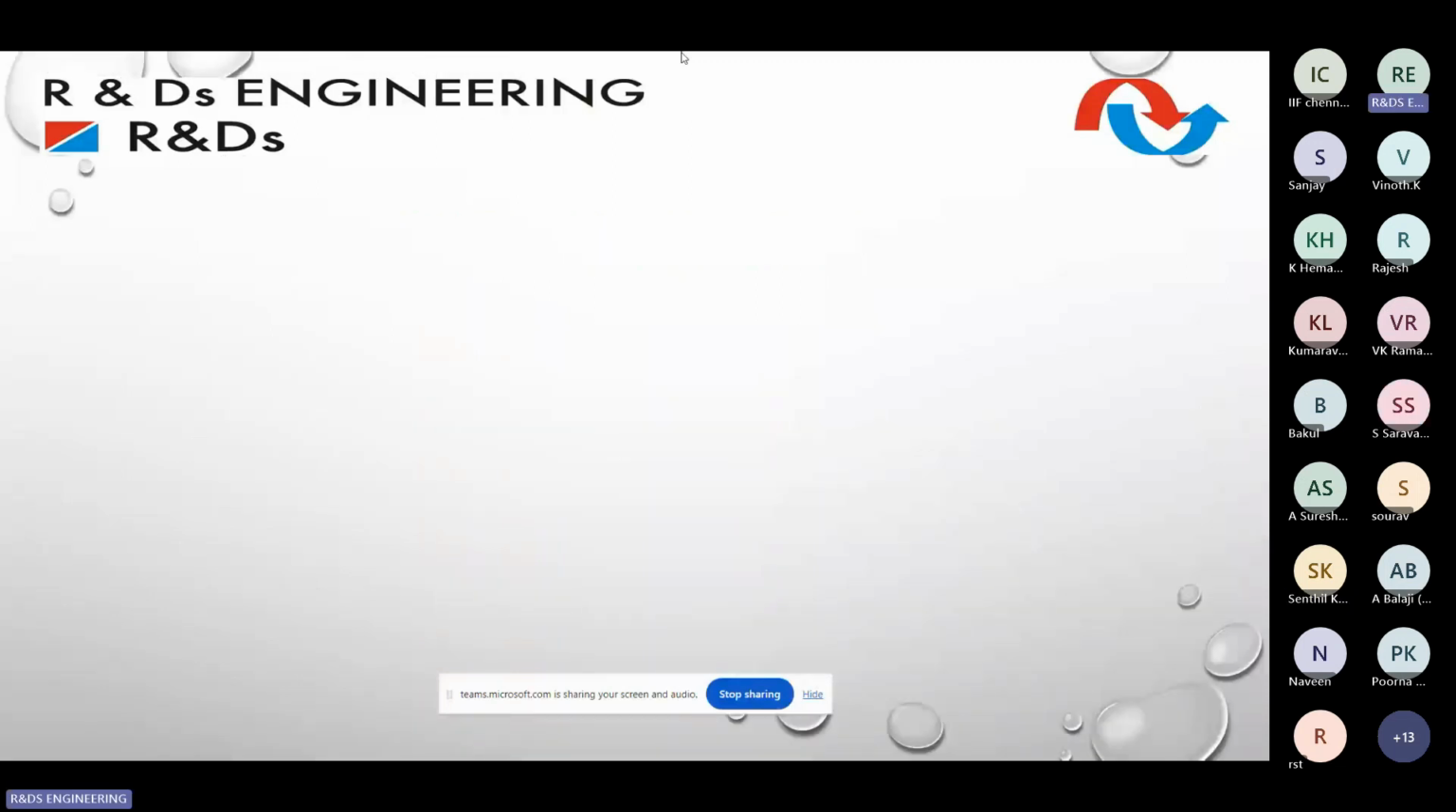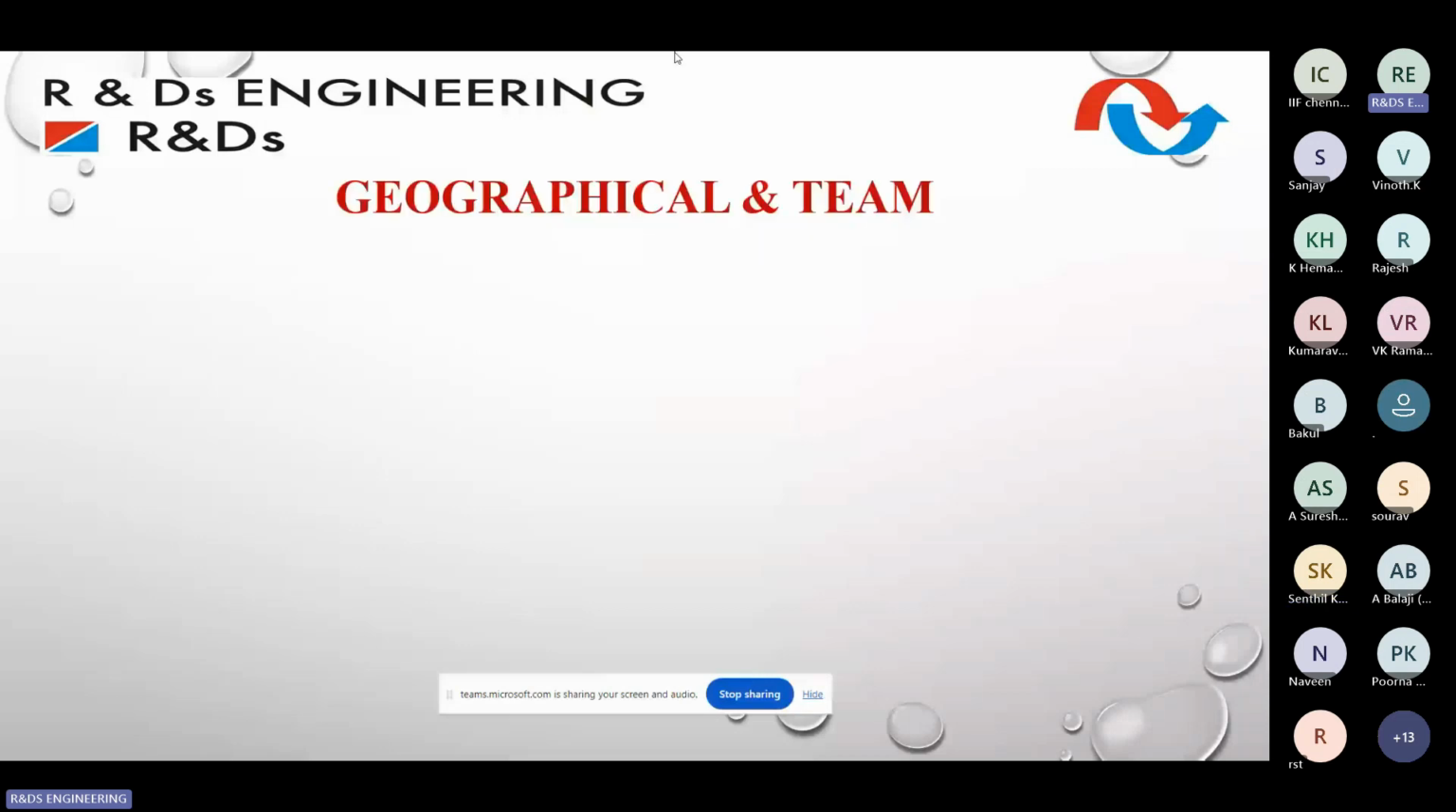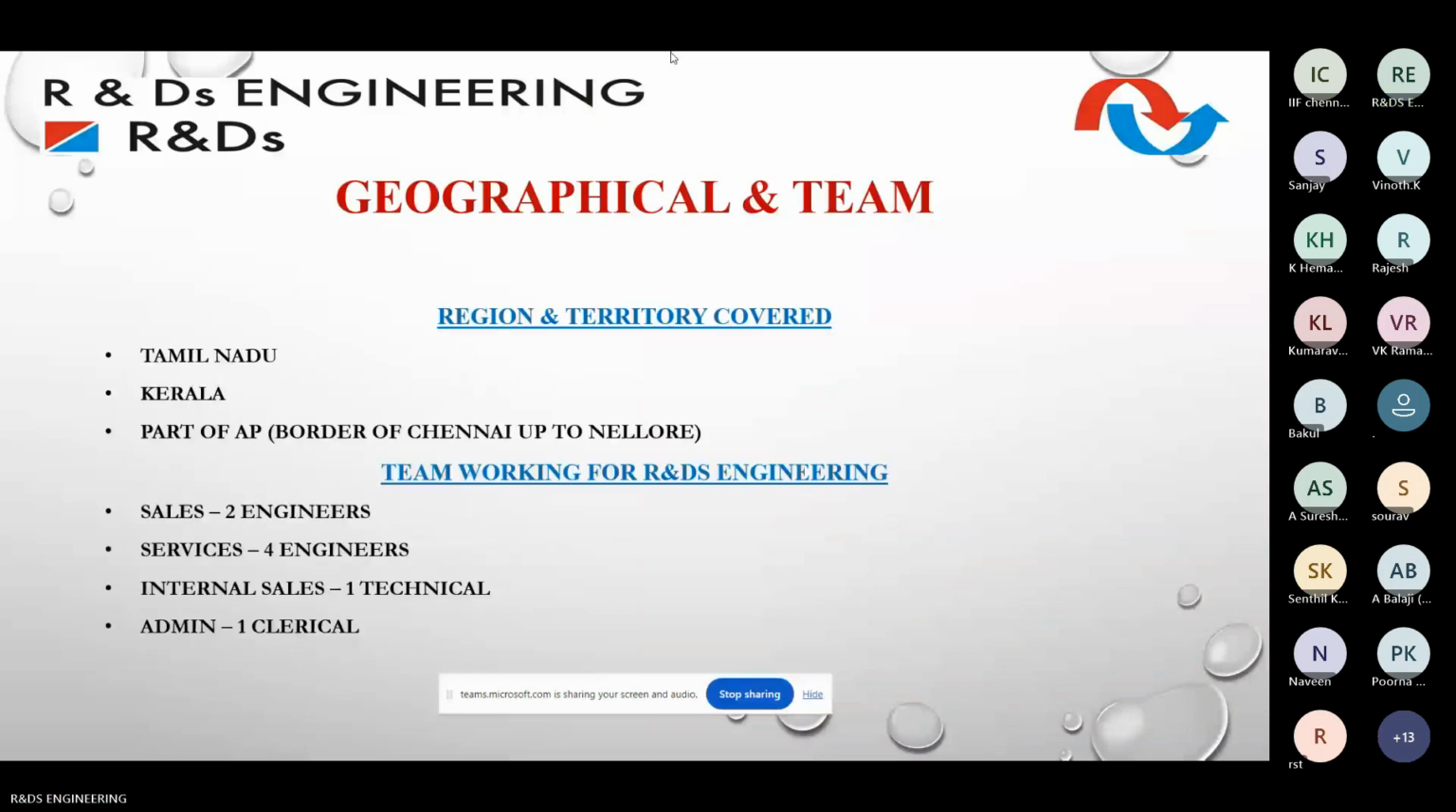In Trenter, there is an area restriction, so we are covering Tamil Nadu, Kerala, and part of Andhra. Now we can do business up to Nellore. So this is our territory. My team is almost 8 people with this plate heat exchanger: 2 engineers for sales, 4 engineers for service, and 1 sales coordinator and 1 admin lady. So in total we are 9, including me. This is our company size.